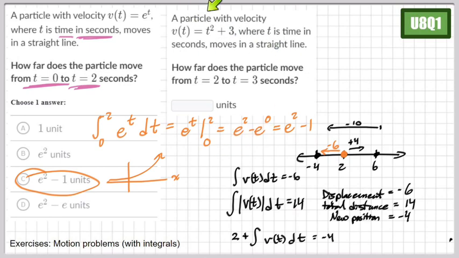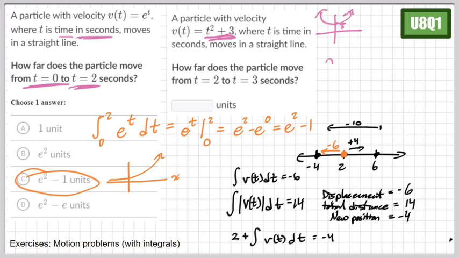Let's do this problem right here. A particle with velocity, where t is time in seconds, moves in a straight line. How far does the particle move from 2 to 3 seconds? Again, we have a problem where the velocity is never negative. The t squared plus 3 would be at 3 on the axis, and it would be this parabola shape.